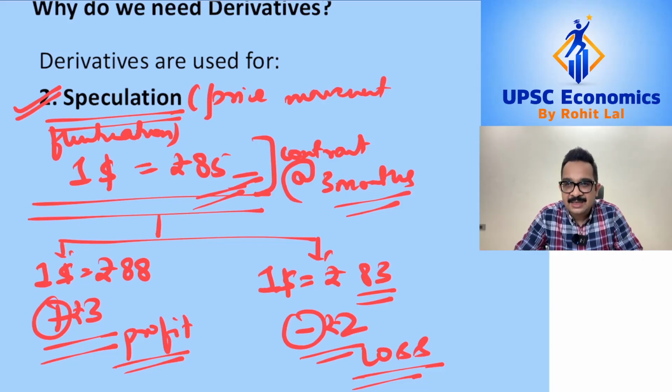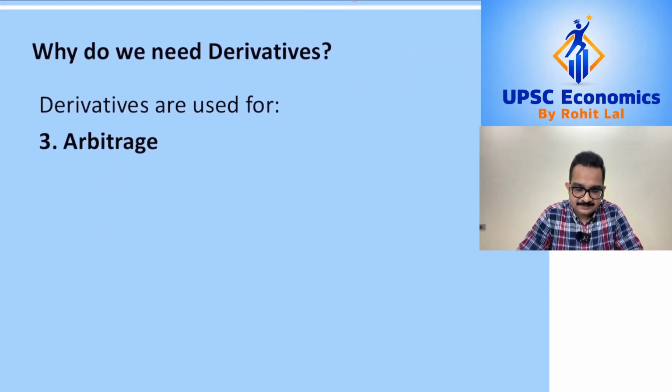So that is the second benefit which derivatives provide, that is, they help investors and traders speculate and hence benefit from fluctuations in prices of different commodities in the market.